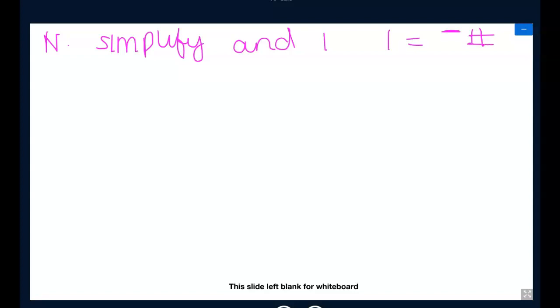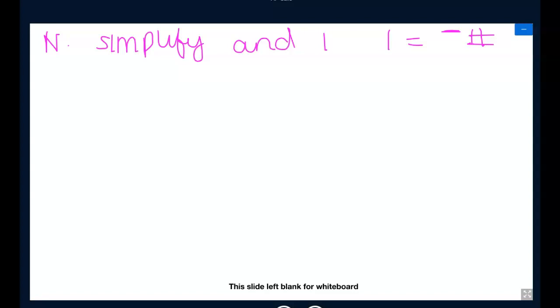Can an absolute value ever be equal to a negative number? No. An absolute value is always positive. It represents distance. Distance is positive, whether you're moving forwards or backwards. So an absolute value can never equal a negative number.